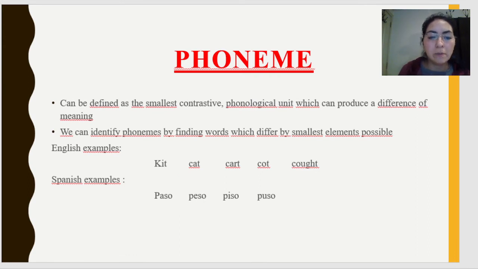A phoneme can be defined as the smallest contrastive phonological unit which can produce a difference of meaning. We can identify phonemes by finding words which differ by the smallest element possible. We have English examples like kid, cat, cart, cot, and cock, and Spanish examples: paso, peso, piso, and puso.